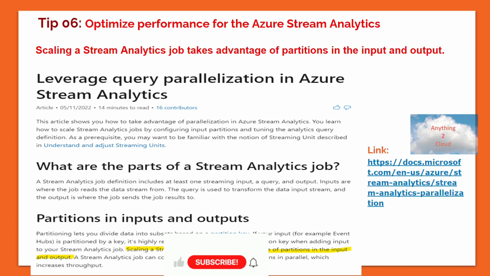Partitions in input and output. Partitions let you divide data into subsets based on the partition key. If your input is partitioned by key, it's highly recommended to specify this partition key when adding input to your Stream Analytics job. Scaling a Stream Analytics job takes advantage of partitions in the input and output. A Stream Analytics job can consume and write different partitions in parallel, which increases the throughput. So basically, what you understand from this is if you want to optimize the performance, then use partitions in both input and output.